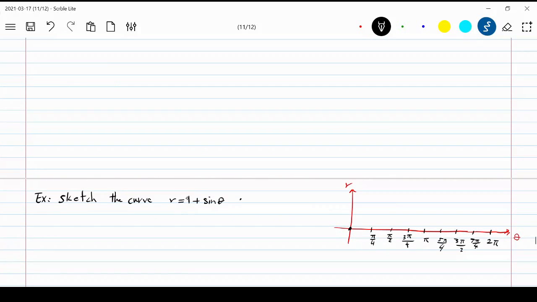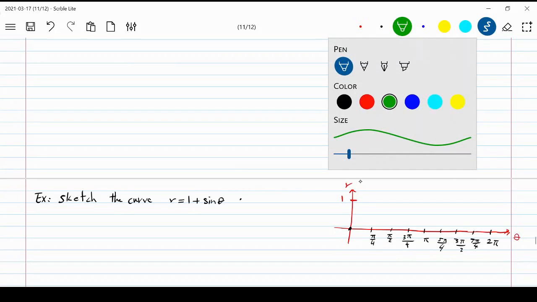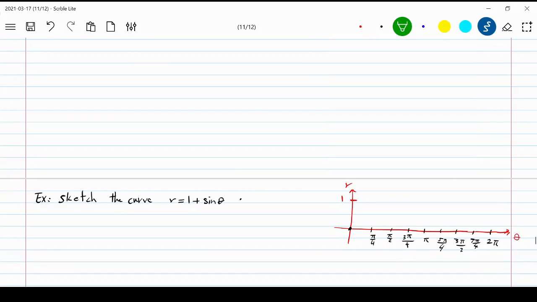Okay, so how is the radius related to theta? Think about this. If theta is 0, what do you have for the radius? It would be sine of 0, which is 0, plus 1. So r would be simply 1. So I'm going to say radius 1 is here. I have this point where the radius is 1 and theta is 0.